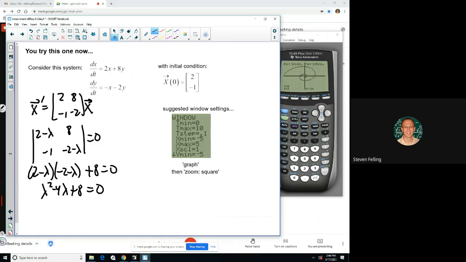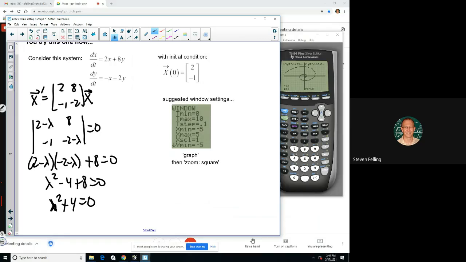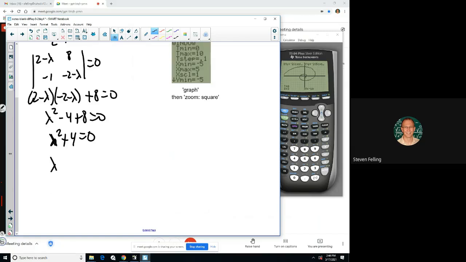Let's see. No, actually, I take that back. This ends up being lambda squared, minus 4 plus 8. So actually, we just get lambda squared plus 4 equals 0, which means that lambda squared is just -4, so lambda is plus or minus the square root of -4, so it's going to be plus or minus 2i. So I have a complex conjugate pair. We happen to have alpha is 0, right? So this lambda is 0 plus or minus 2i, and so alpha is 0 and beta is 2.